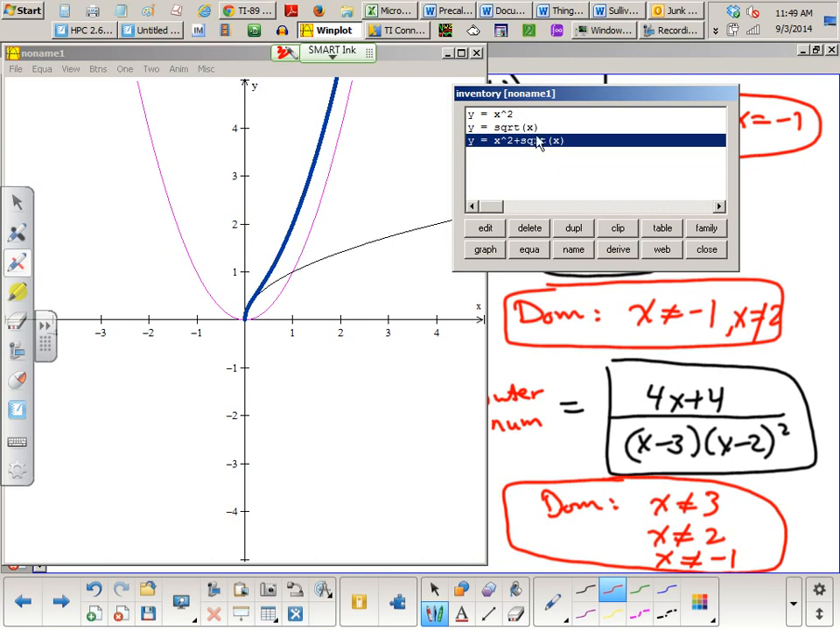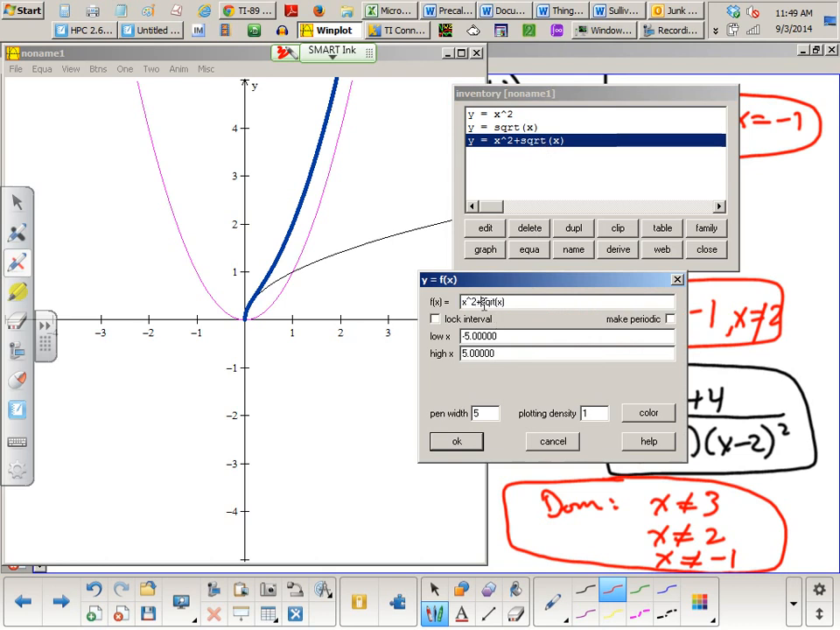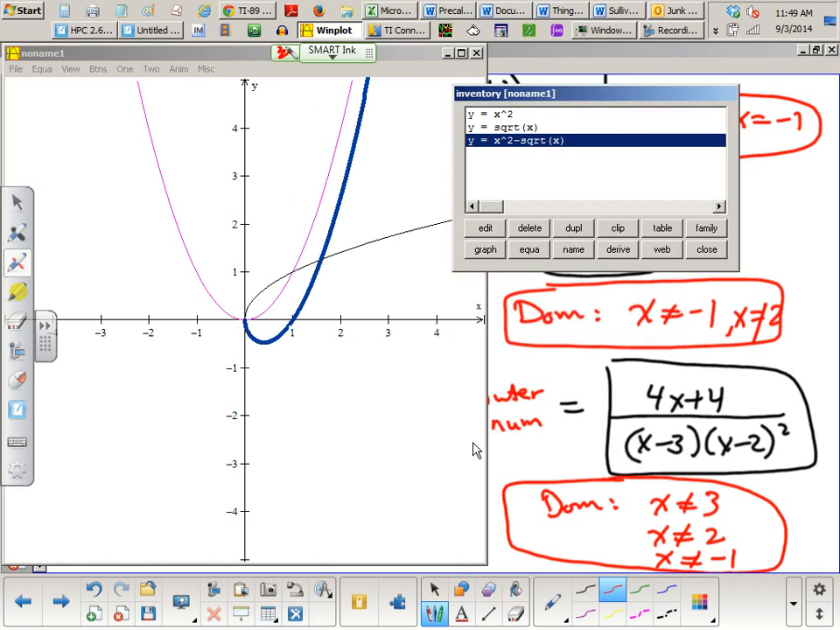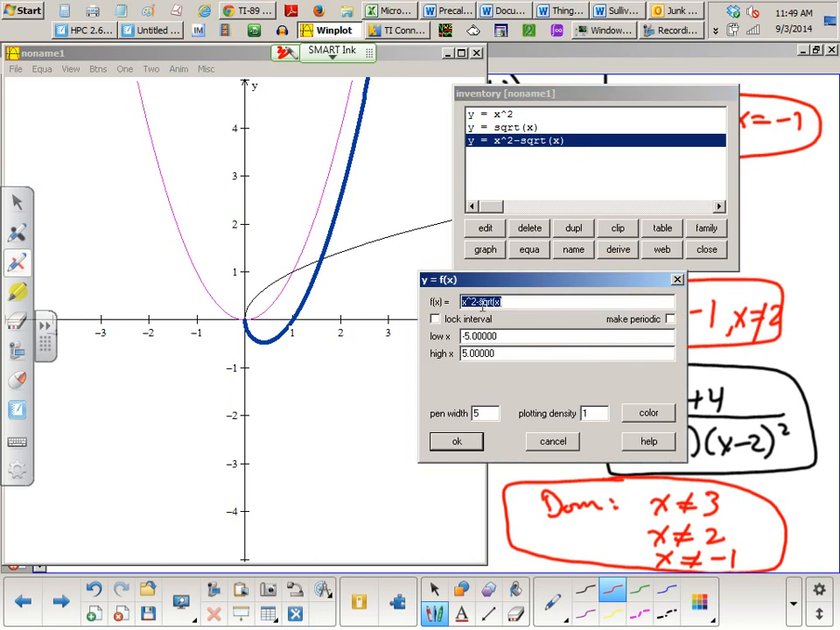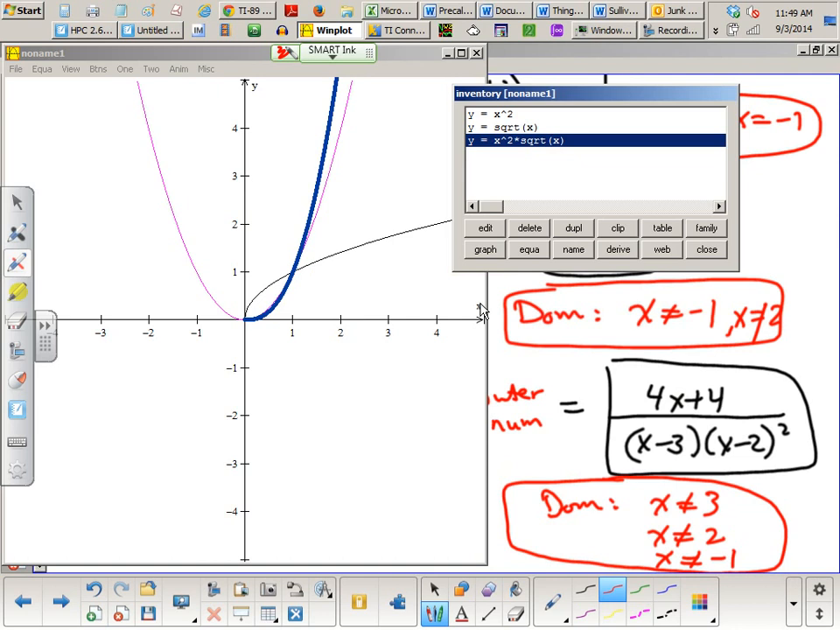Let's try a minus version. So I'll make this a minus instead. There it is, to the right of 0. Nothing at the origin. I mean, nothing on the left at all. It's abiding by the rules of rad x. How about the product? X squared times square root of x. Yep, to the right of the origin.